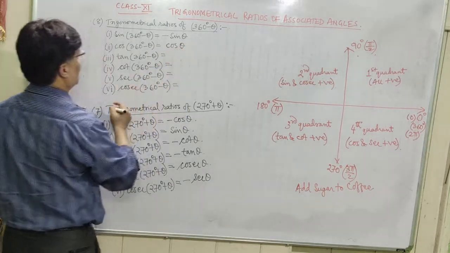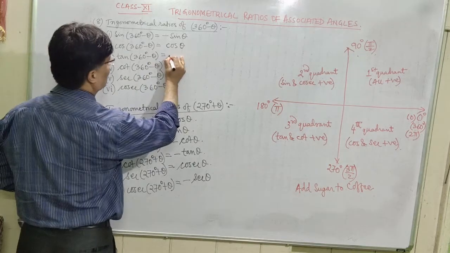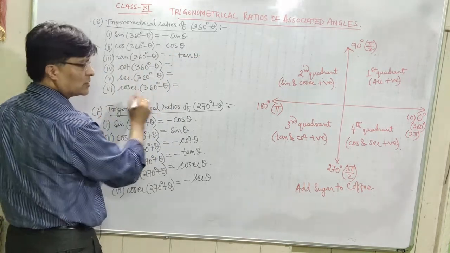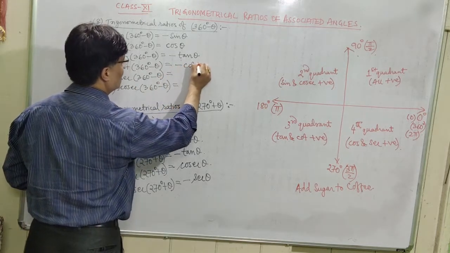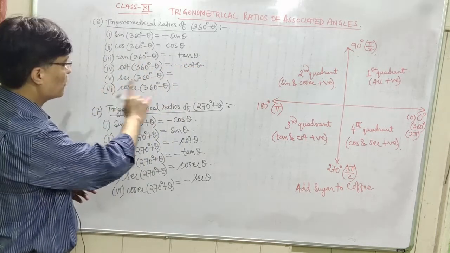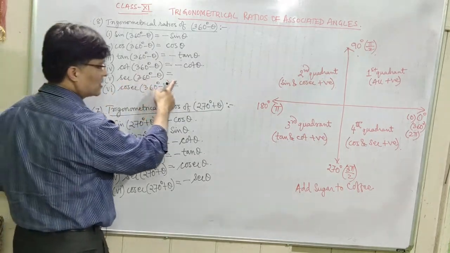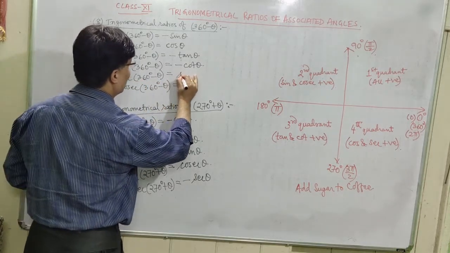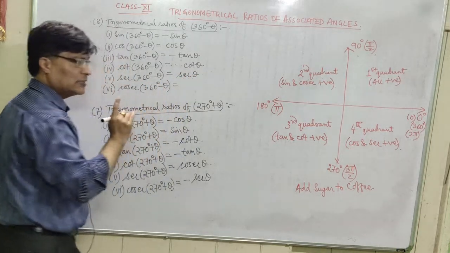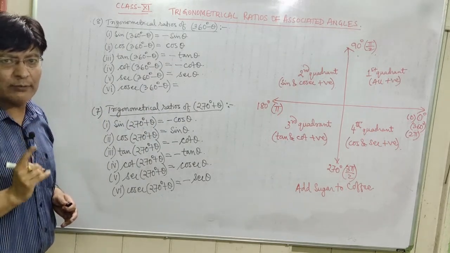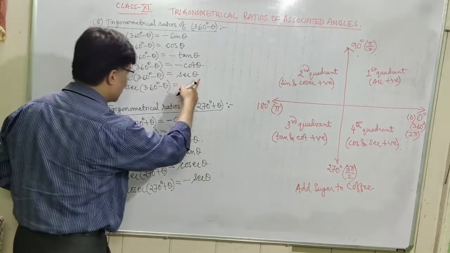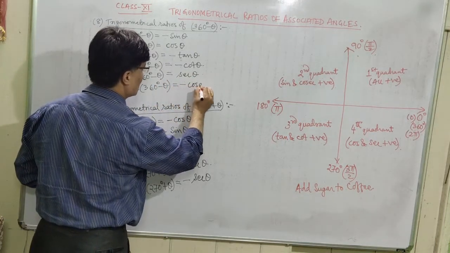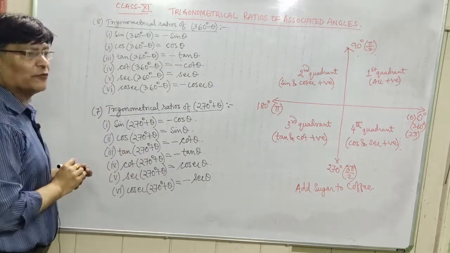Next, what about tan 360 minus theta? Minus tan theta. What about cot 360 minus theta? Minus cot theta, because it lies in the fourth quadrant. In the fourth quadrant, cot is negative. What is sec 360 minus theta? In the fourth quadrant, sec is always positive and sec remains as it is, because 360 is 90 into 4, which is even multiple of 90. What is cosec 360 minus theta? It is minus cosec theta. Is that clear to all of you?